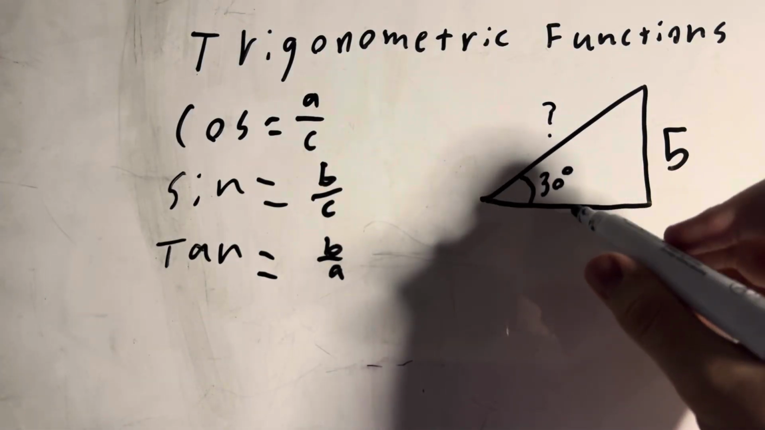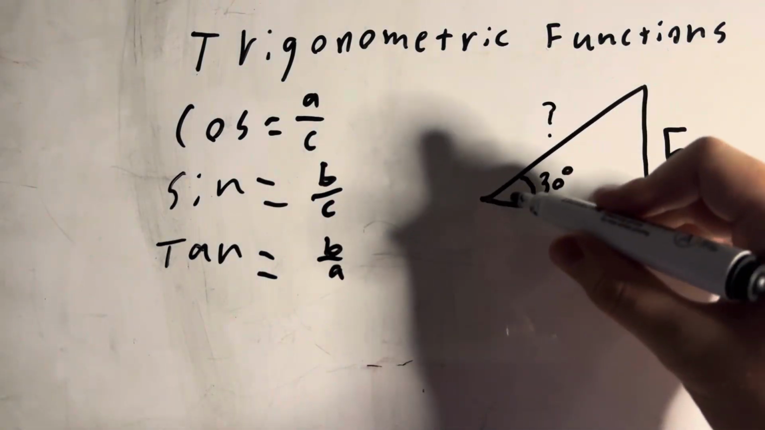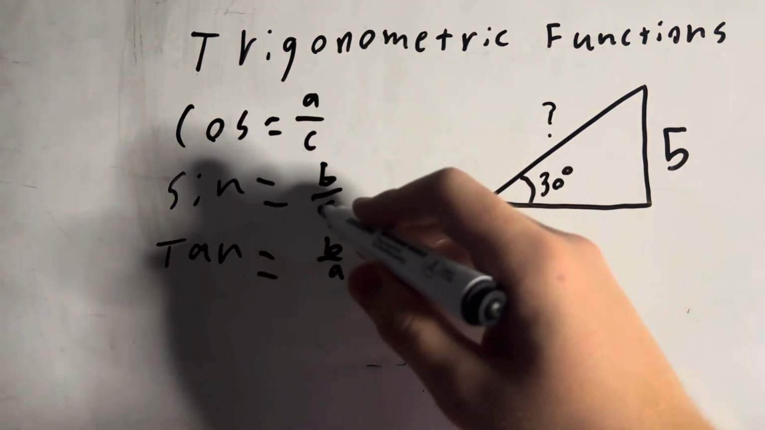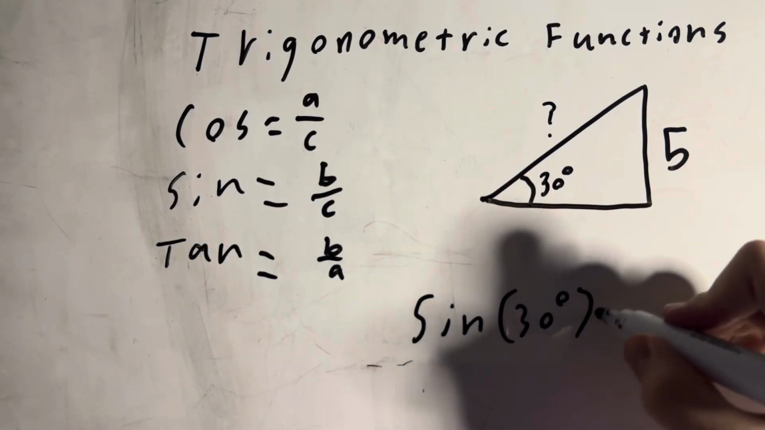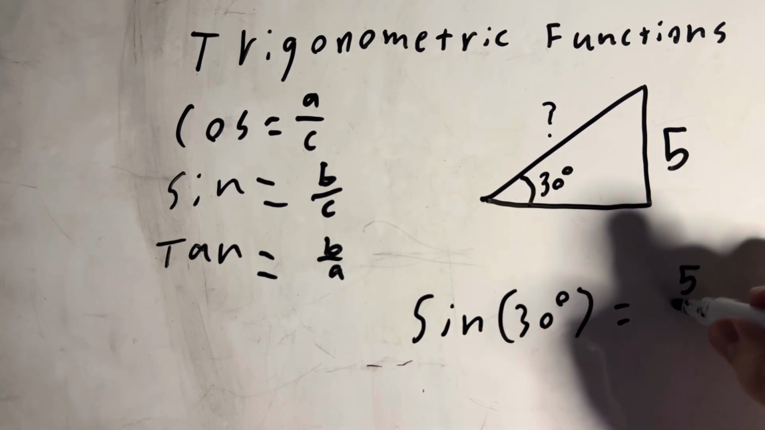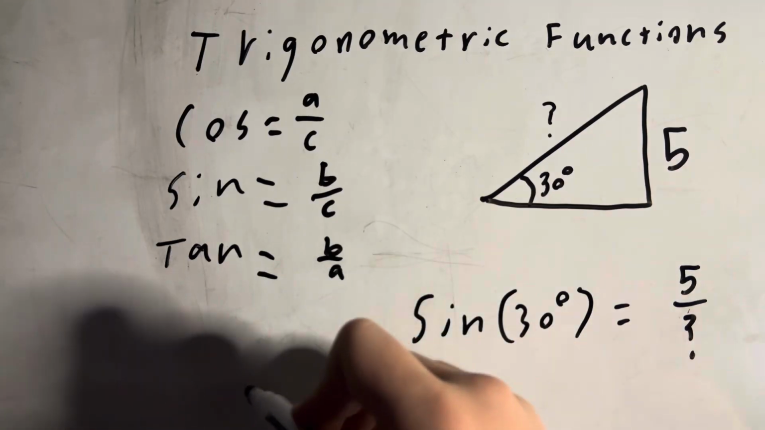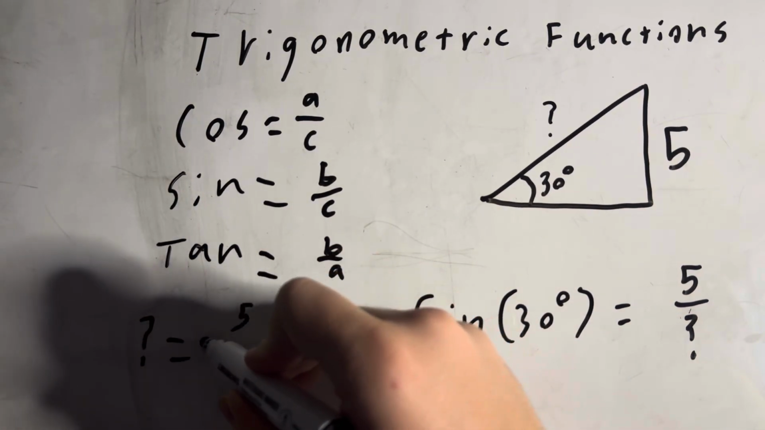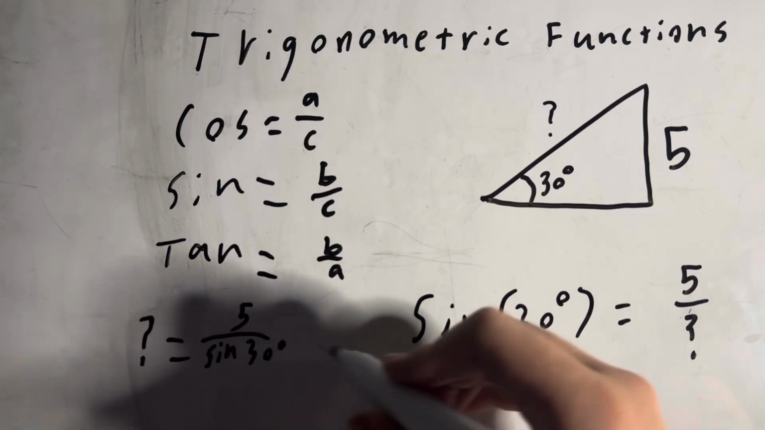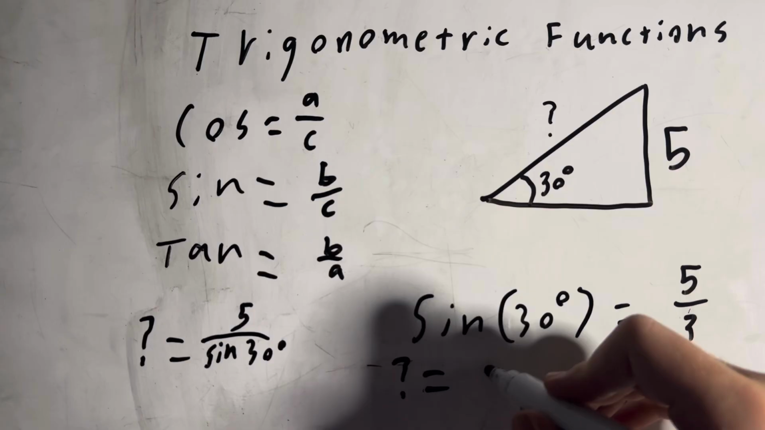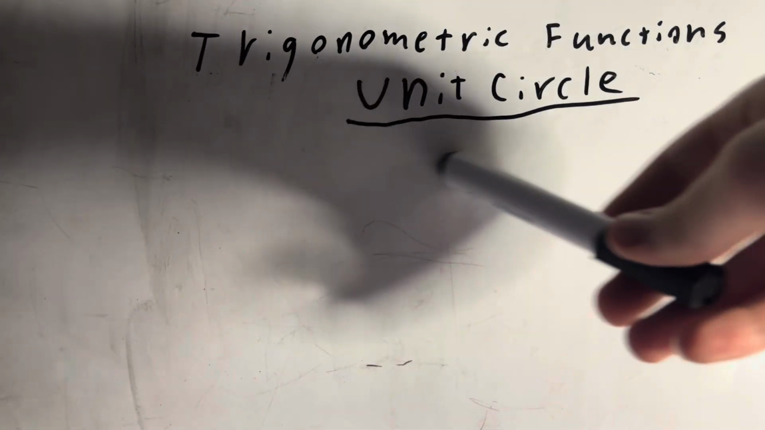For example, we have a triangle with 30 degrees and a side of 5, this is the opposite side, and then the hypotenuse we need to find. So we know that we can use sine, so sine of 30 degrees is equal to 5 divided by a question mark. So we can swap these around to get the question mark will be equal to 5 divided by sine 30 degrees. If you plug this into a calculator, you get that our unknown value is actually equal to 10. Hopefully you've been taking some notes so far. Next is going to be about the unit circle.